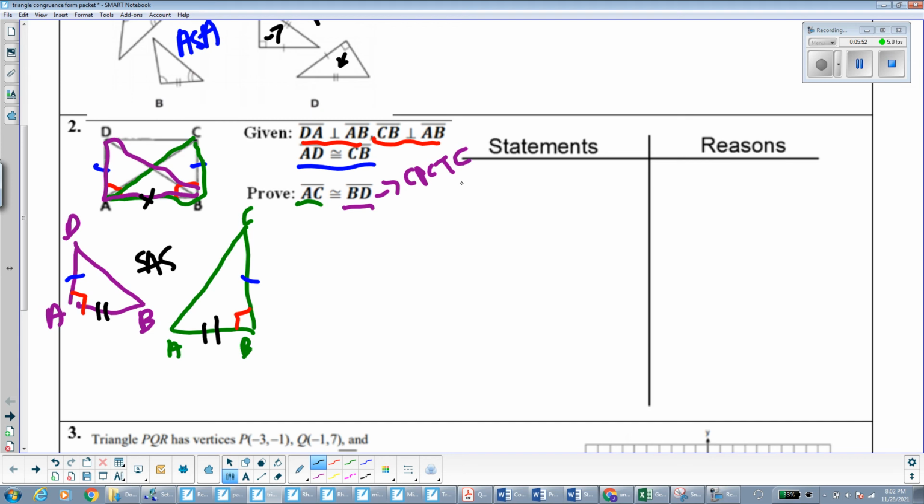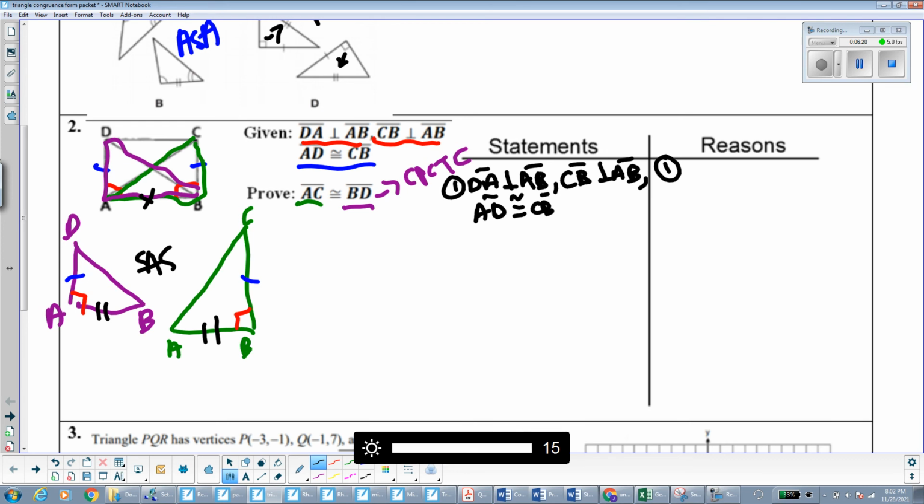So let's get writing our proof. I'm going to try to do this as neatly as possible. It is very hard to write on here. So my givens are DA perpendicular to AB, CB perpendicular to AB, and AD is congruent to CB. So I'm going to put here that that is given to us.